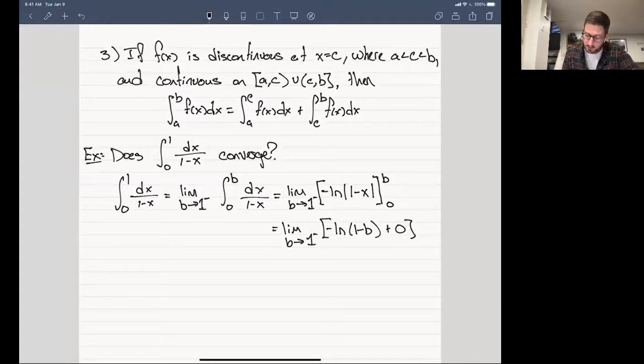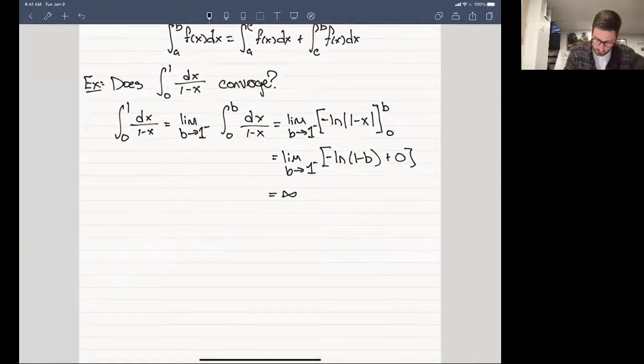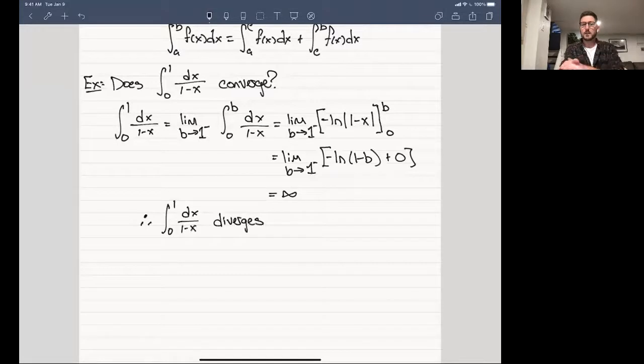But now what happens? As b goes to 1, you get ln of 0. And we know that ln has a vertical asymptote. You approach minus infinity as you approach 0 from the right. And the minus infinity becomes plus infinity because you have a negative multiplying this logarithm. So this thing is equal to infinity, sorry. And so therefore, this integral diverges. So the area underneath the curve here is infinite. There is no finite area below this thing.